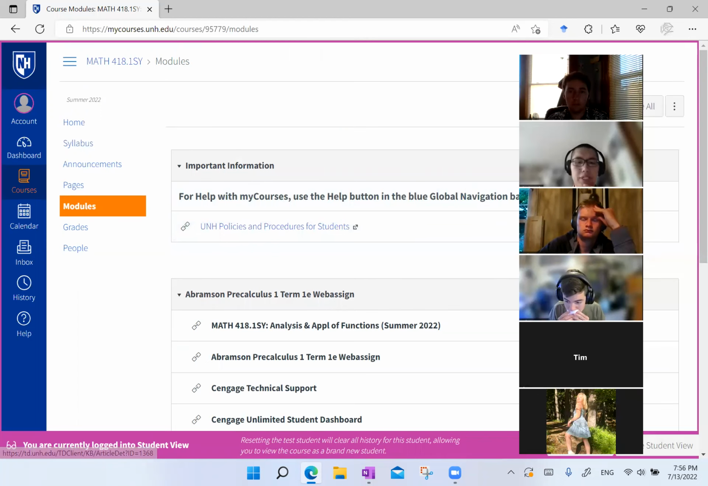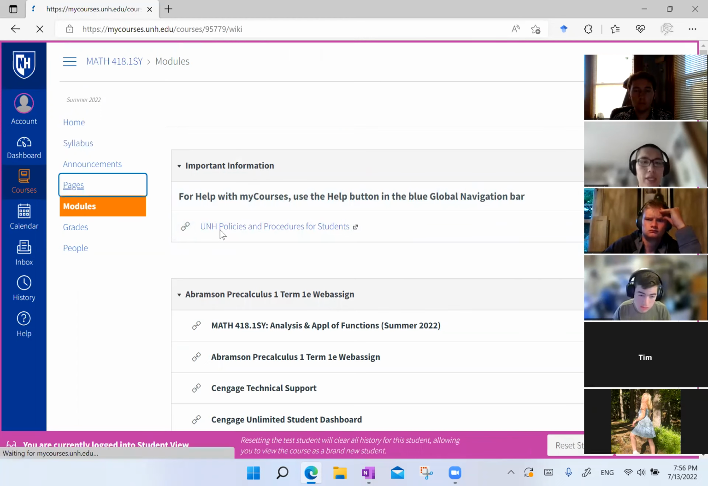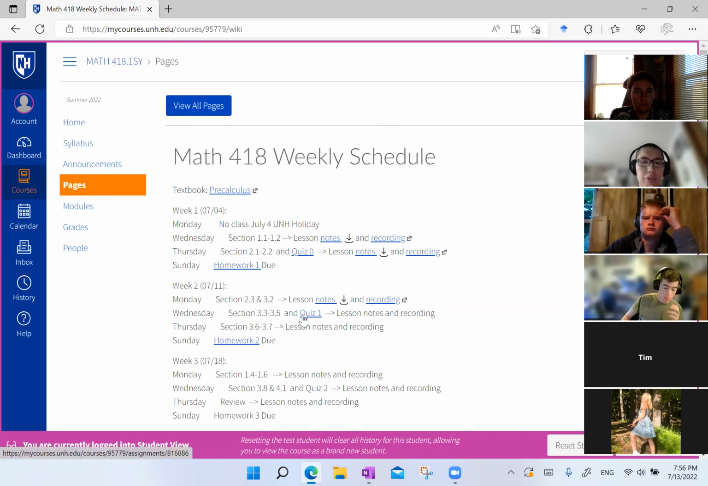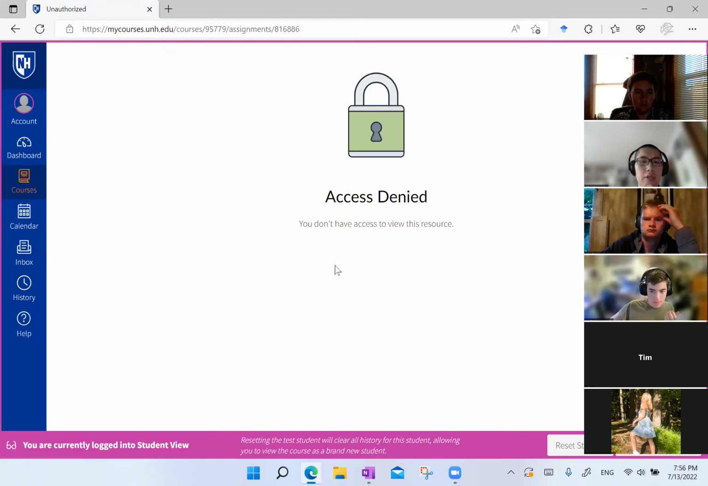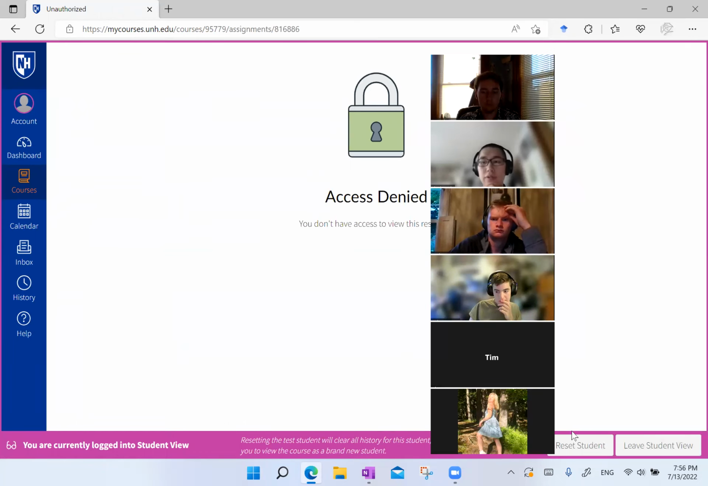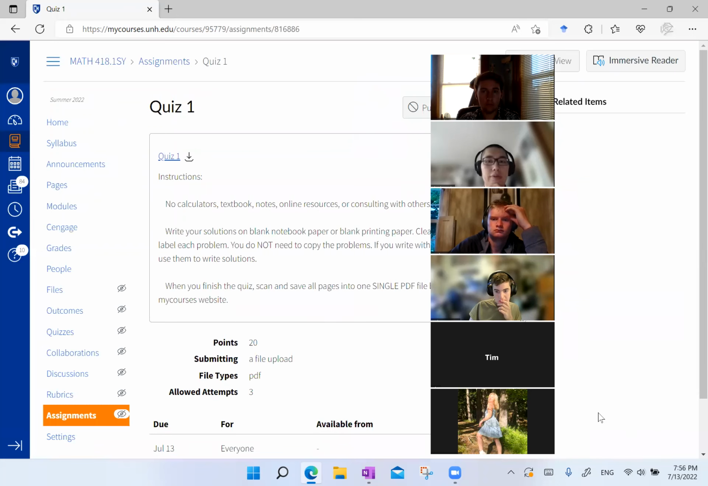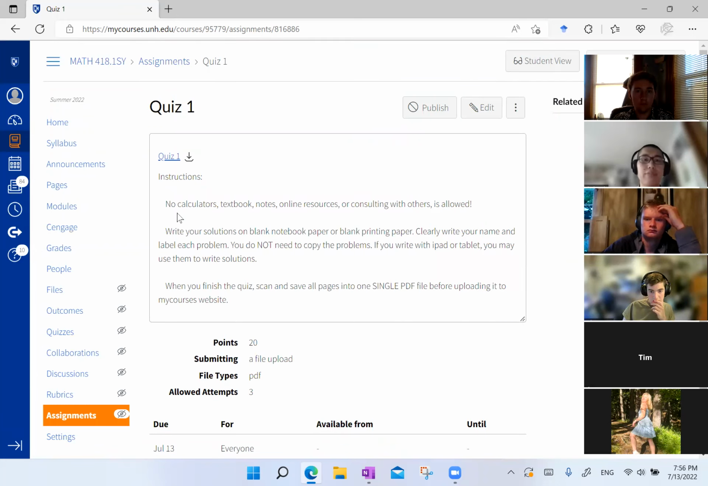One thing about the quiz. If I go to quiz 1 in week 2, it says I don't have access. Okay, interesting. I'm going to leave student view. If it's published, you should see something like this. There's no calculator, textbook, notebook, online resources, or talking to someone else allowed. So don't do any of this.